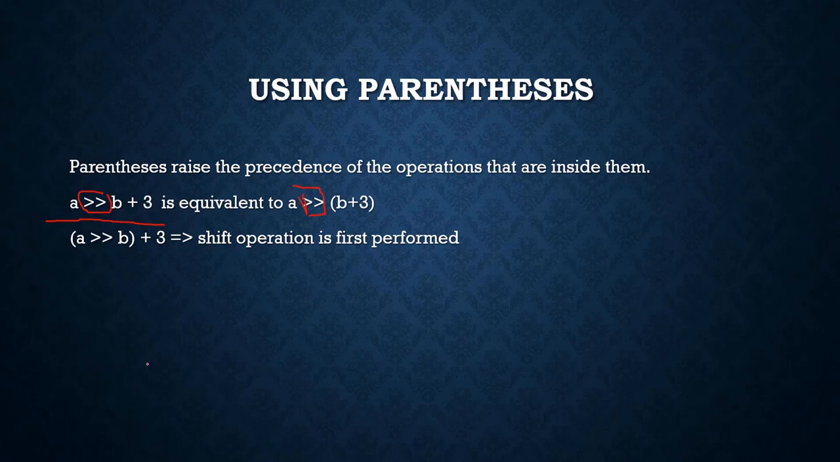What if I am interested in performing the right shift operation first, and that value should then be added to 3? In that case, to increase the precedence of my operator, I will just add parentheses to this expression. Hence, the precedence of this operation increases, and the right shift operation is performed first and later the result is added to 3. So this is how the precedence of expressions can be increased with the help of parentheses.